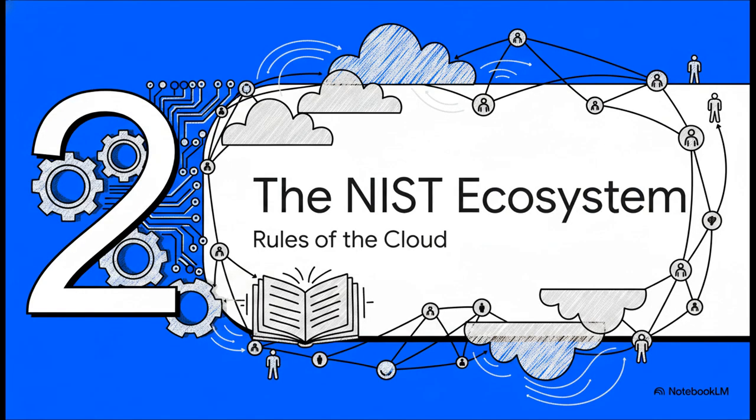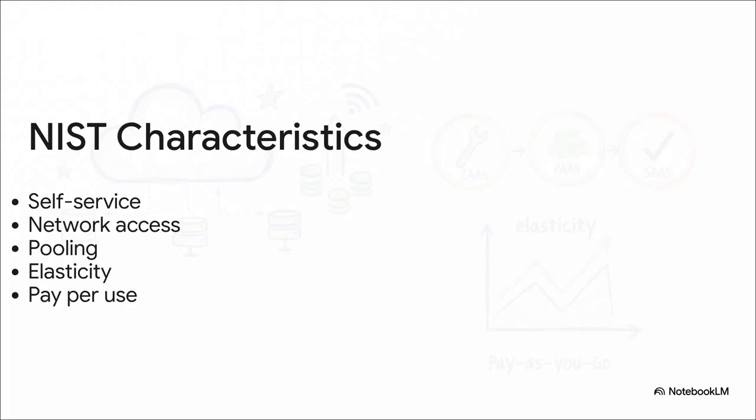Moving right along to section 2, the NIST ecosystem, covering the rules and the citizens of the cloud. Let's shift gears from the hardware to the actual framework that governs how all this operates, because we need to understand what makes a cloud, well, a true cloud. The National Institute of Standards and Technology, or NIST, defines 5 essential characteristics that are basically the gold standard.